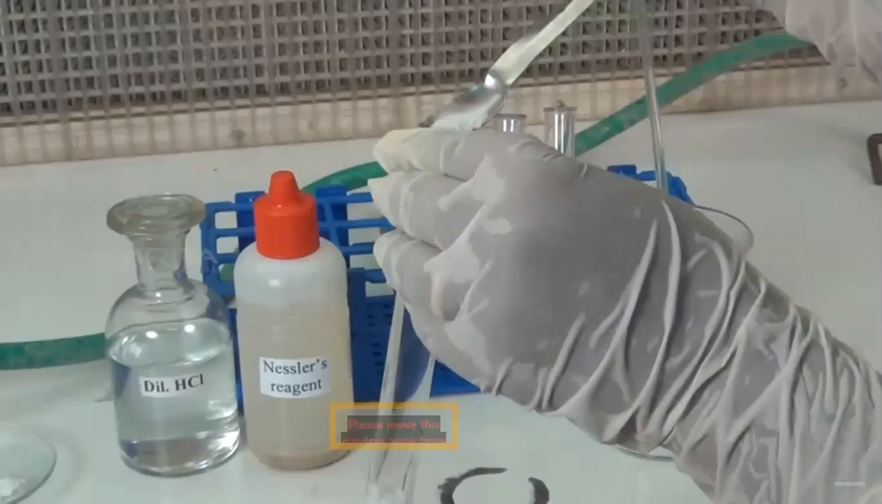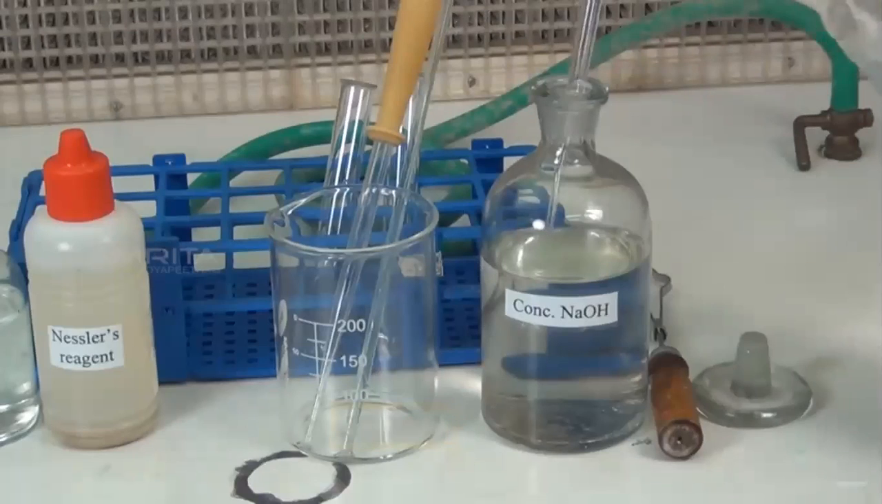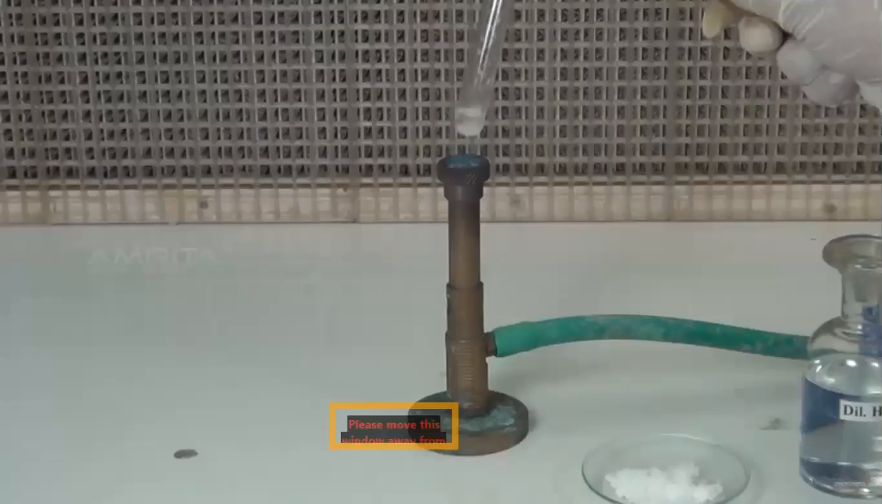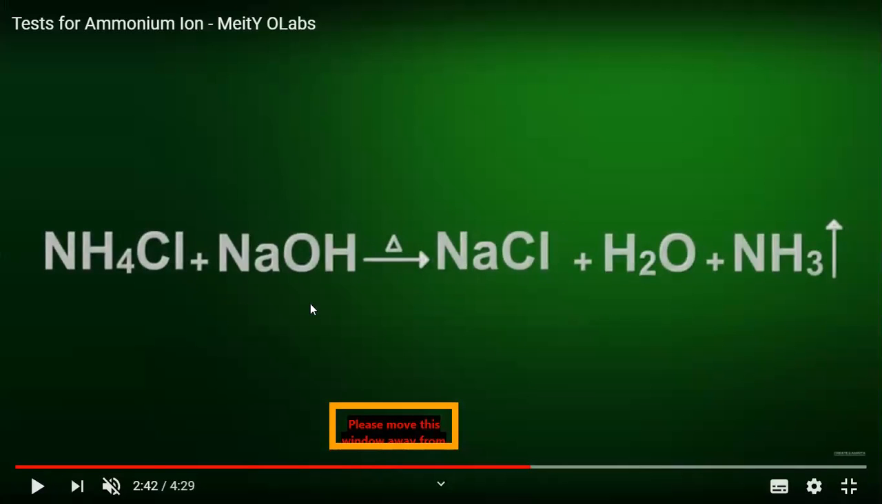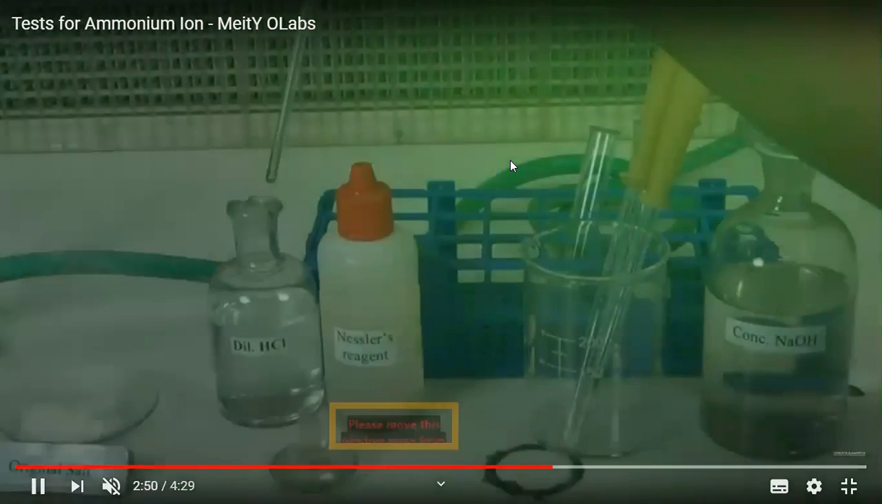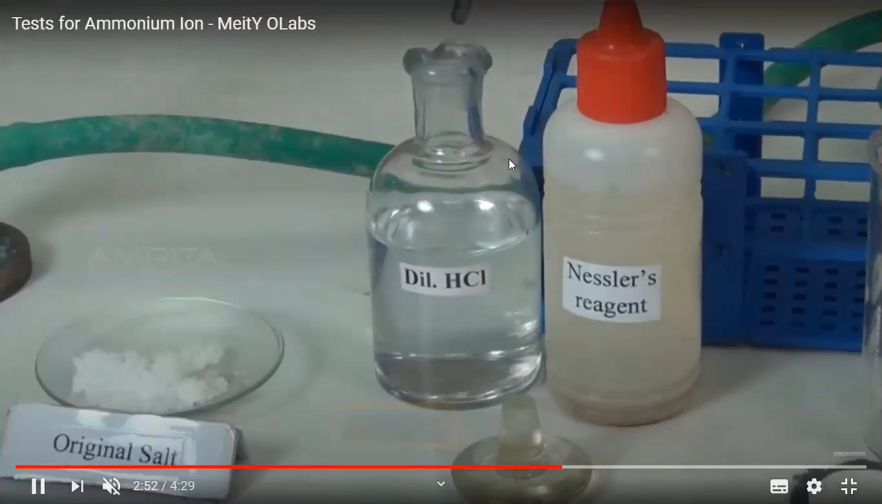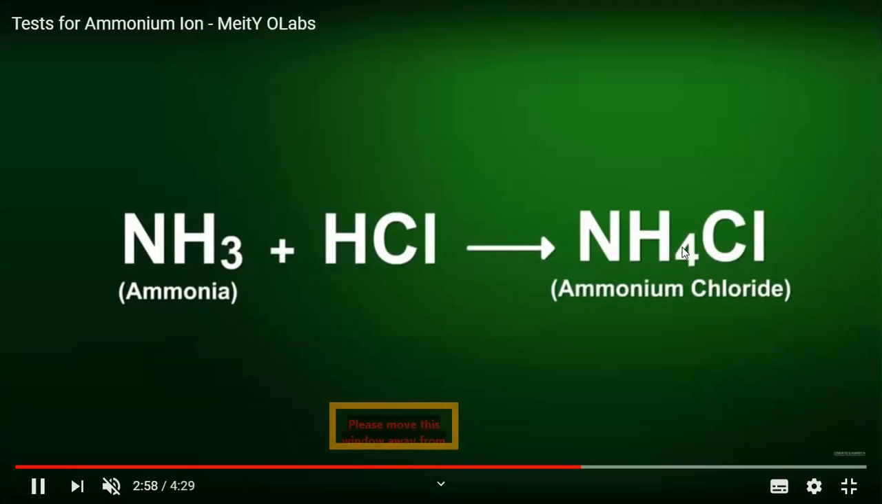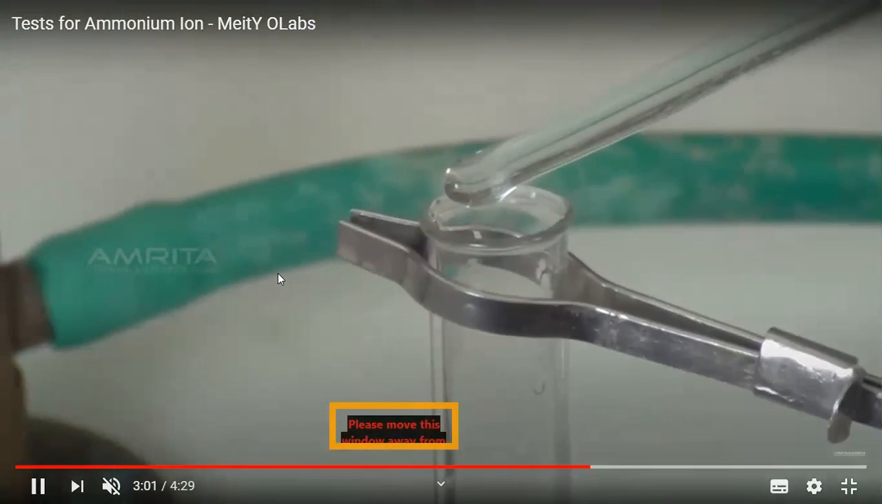We take the original salt, add it into the test tube, then we add the concentrated sodium hydroxide, and then we just heat it. When we heat it, my dear students, there is a reaction between the salt and the sodium hydroxide, due to which ammonia NH3 gas is produced. Then again we'll dip the glass rod into the dilute HCl and bring it to the mouth of the test tube. Again there will be white fumes of NH4Cl because of the reaction of the ammonia with hydrochloric acid.